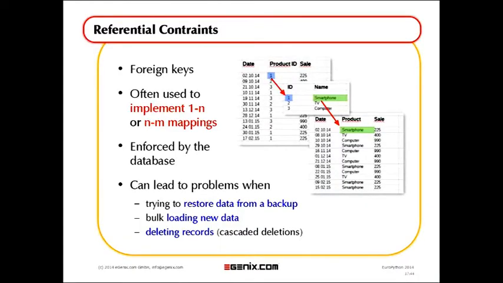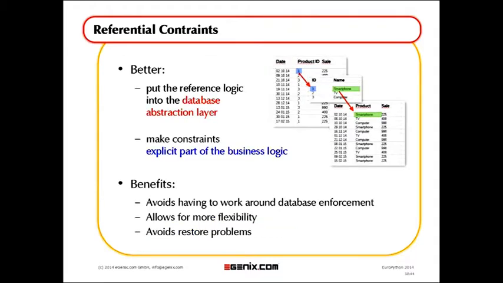Because if you, for example, have lots of references in your database schema, and you want to load data into your database, then it'll often fail because the way that the data is loaded does not actually match those referential constraints. And with some databases, you can switch off the checking for those constraints during the load phase, but it's not really ideal. Another thing that can happen is if you delete something, then you can get cascaded deletes, which is not necessarily what you want.